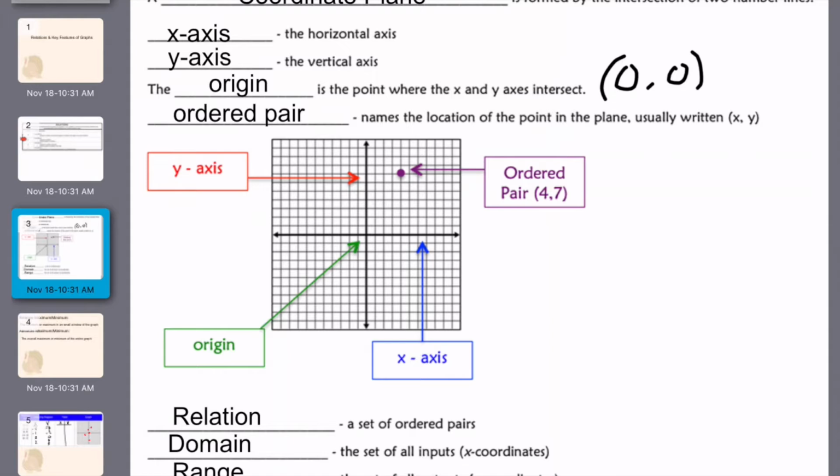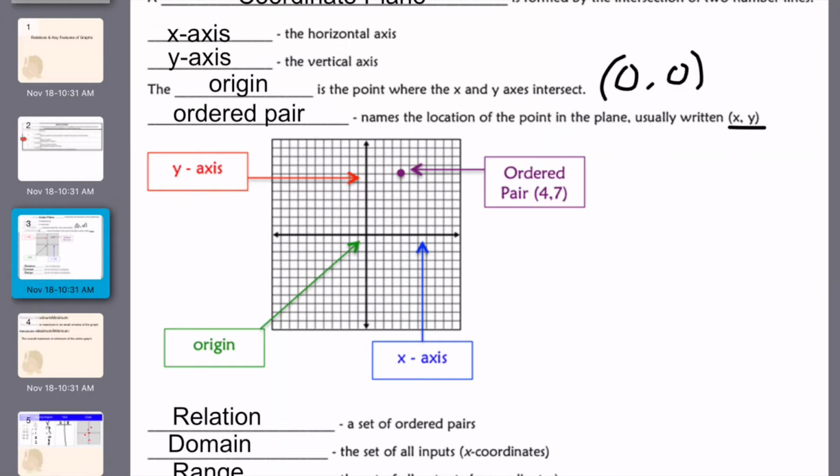An ordered pair names the location of the point in the plane, usually written as (x, y). So your x value, comma, your y value. And they have this nice little chart here to kind of show everything in a picture form. Now, a relation is a set of ordered pairs.